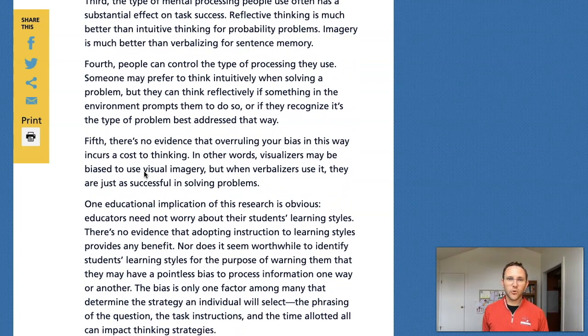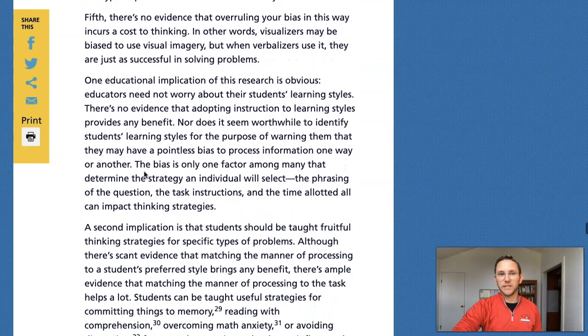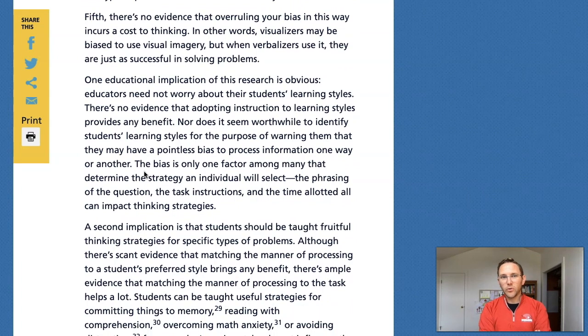Fourth, people can control the type of processing they use. Some may prefer to think intuitively when solving a problem, but they can think reflectively if something in the environment prompts them to do so, or if they recognize it's the type of problem best addressed that way. Fifth and final conclusion, there's no evidence that overruling your bias in this way incurs a cost to thinking. In other words, visualizers may be biased to use mental imagery, but when verbalizers use it, they're just as successful in solving problems.